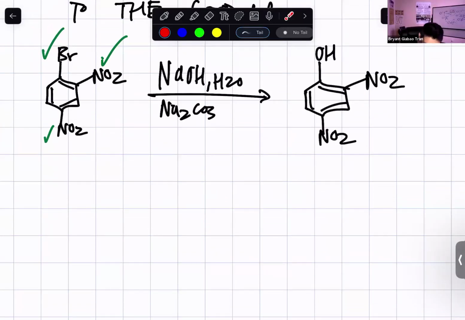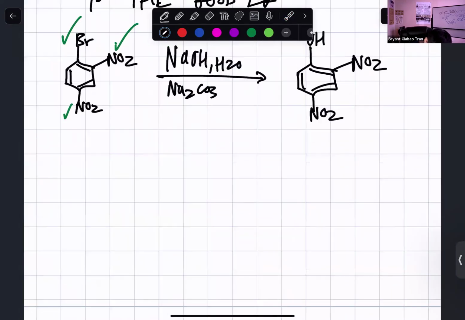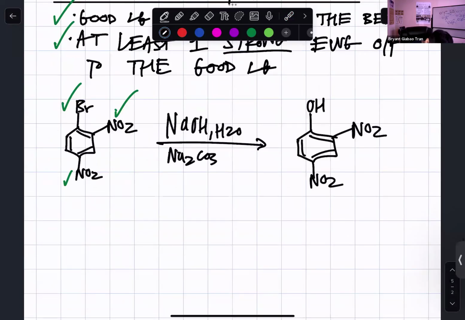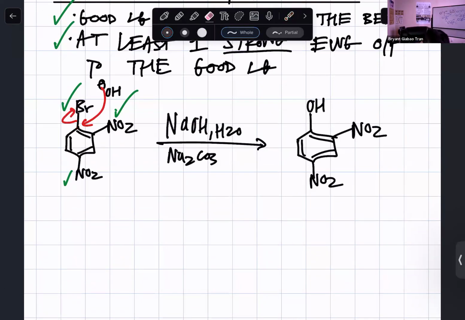Yep. So now, the reason why we need it to be ortho or para is because when we think about the mechanism here, the OH minus is not going to attack and do an SN2 reaction. That's not going to happen, right? Because it looks like an SN2 reaction is happening here because we're just substituting the bromine with the OH. But SN2 reactions only work on sp3 carbons. This carbon here is an sp2 carbon. So we can't do that right there, right? But what we can do is we can make this double bond go onto that carbon right there.